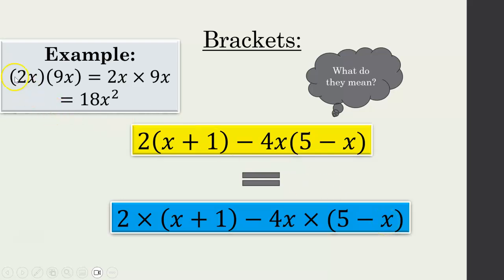Another example you might see is this: 2x, brackets, 9x.